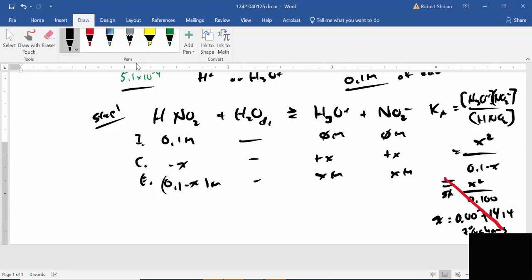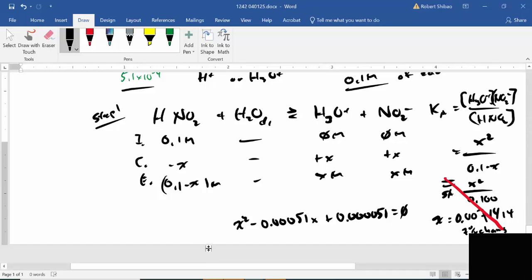And so let's get this into quadratic form. This is going to be X squared minus 5.1 times 10 to the minus 4. I'm going to write this in decimal form: 3 zeros and a 5 1, X. And then plus 4 zeros after the decimal, and the 5 1, is equal to 0. All right, so now I need to go to a quadratic solver.